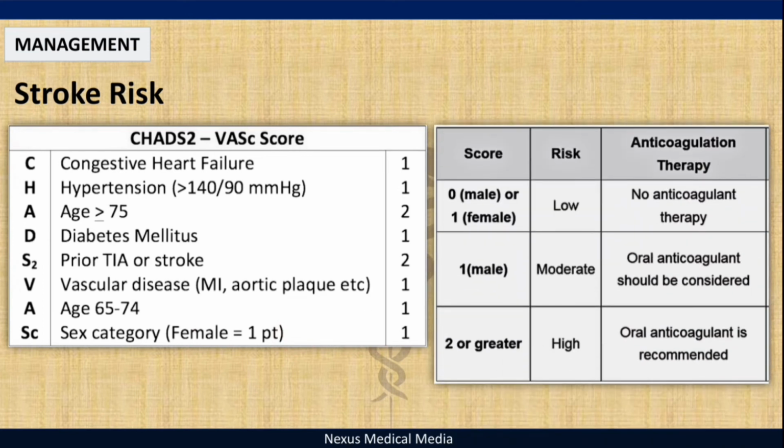Right, so if the score is 0 for male and 1 for female, the risk is low. Therapy: no anticoagulation therapy. If the score is 1 for male, it is moderate risk, and oral anticoagulation should be considered. If the score is 2 or greater, it means there is high risk, so oral anticoagulant is recommended.